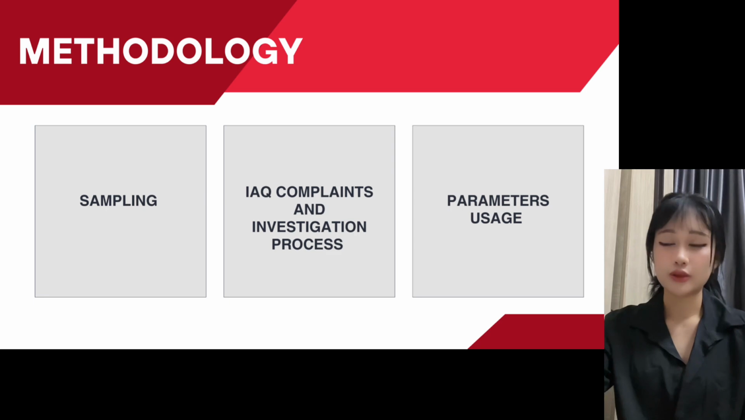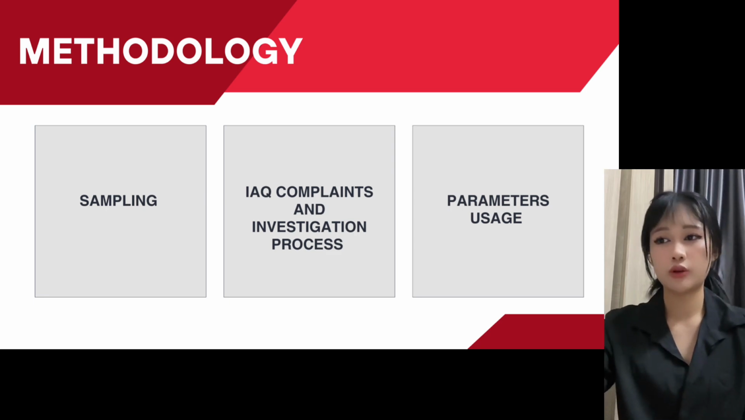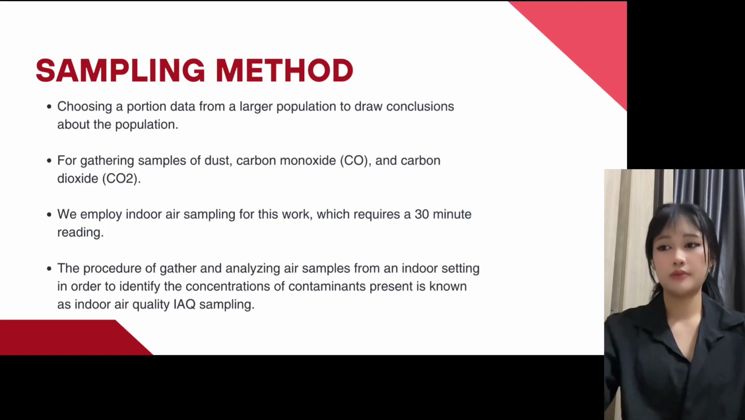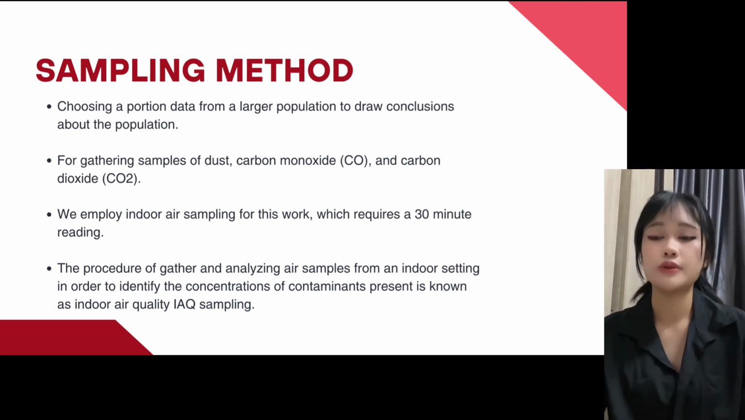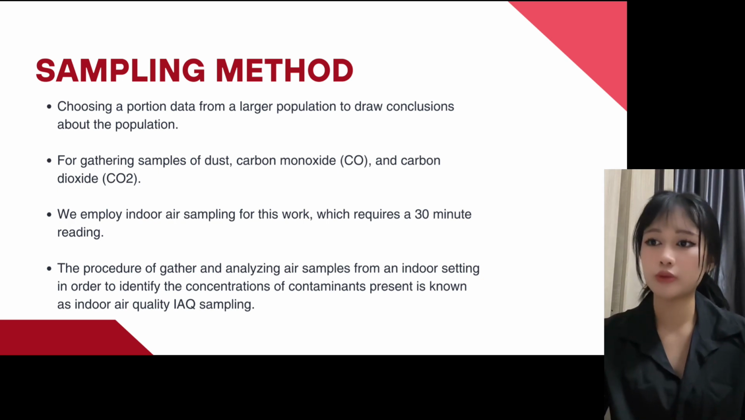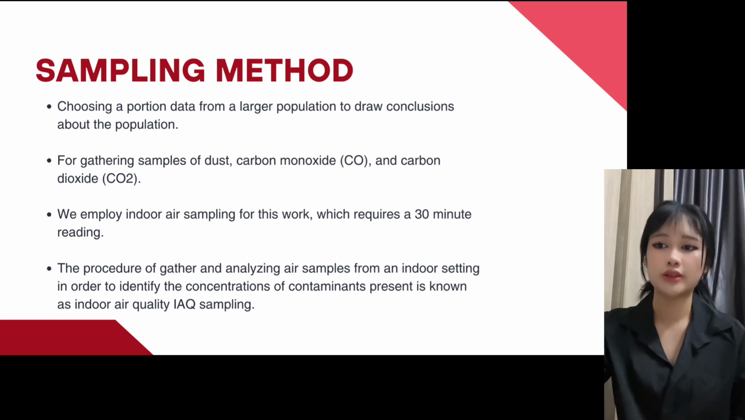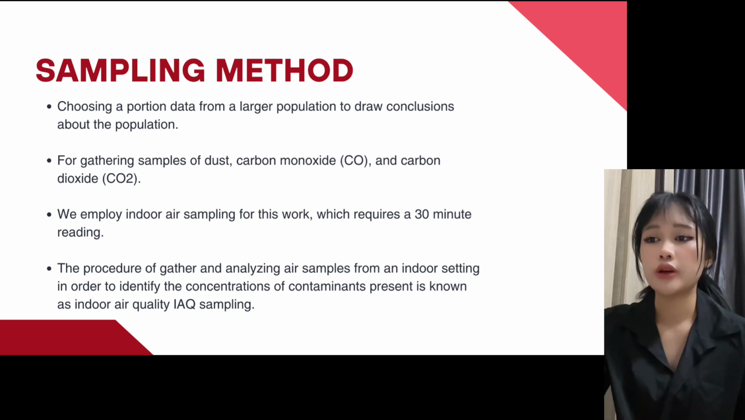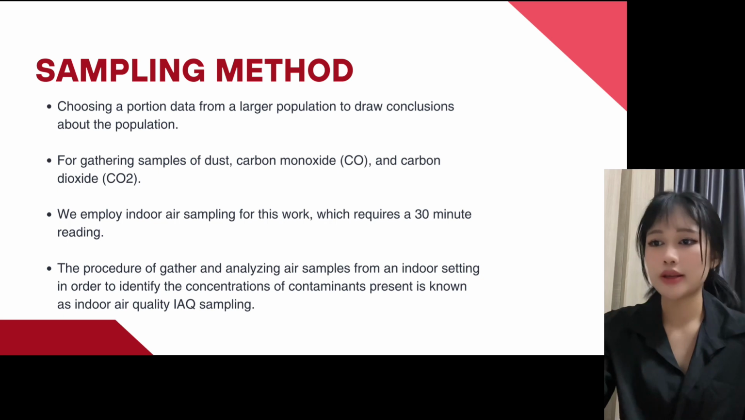We use three methods, which are sampling method, IAQ complaints and investigation process, and parameter usage. So the first is sampling method. Sampling is the method of choosing a portion of data from a larger population to draw conclusions about the population. For gathering samples of dust, carbon monoxide, and carbon dioxide, there are numerous sampling techniques. The application and level of accuracy required will determine the optimal solution. Active sampling, passive sampling, and indoor sampling are typical techniques.